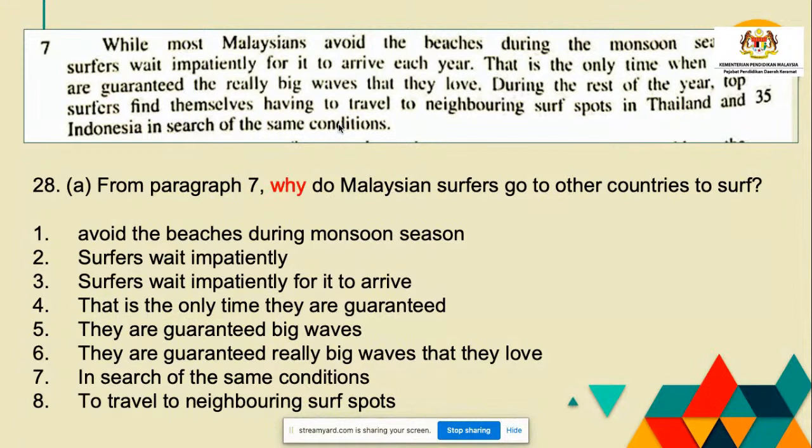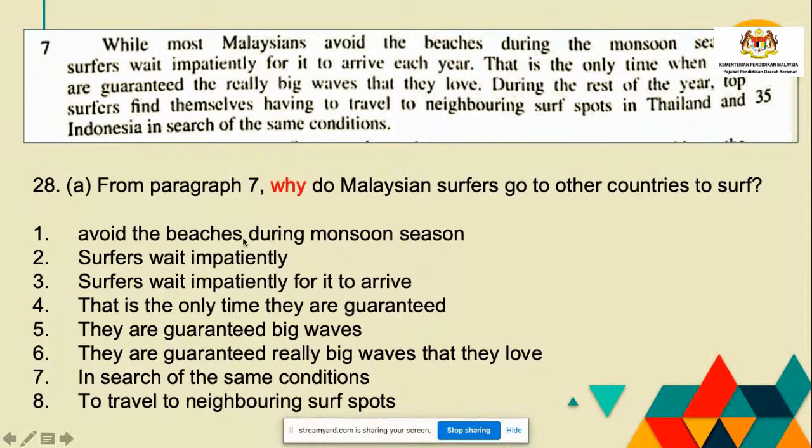Okay, kita tengok one by one. Ada 8 choices of answers here. Okay, number one, avoid the beaches during monsoon season. Okay, adakah ini sebabnya mereka pergi ke negara lain? Sebab mereka nak avoid the beaches. Tak logik kan? Nak avoid the beaches boleh je duduk rumah kan? Betul tak? Tak perlu nak pergi negara lain. So number one is wrong. Okay, what about number two?